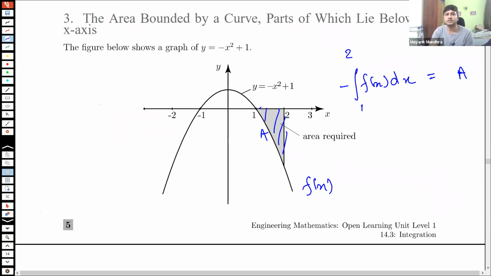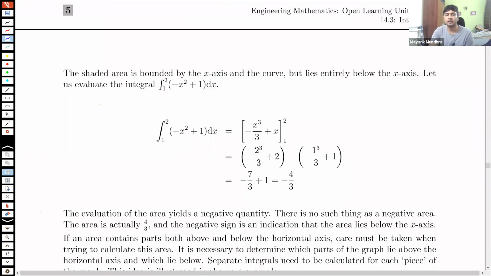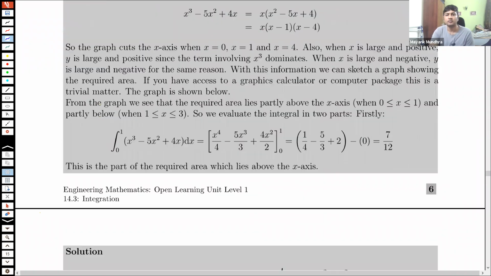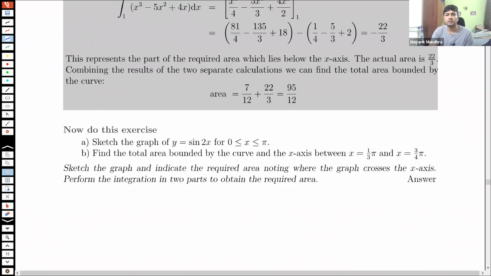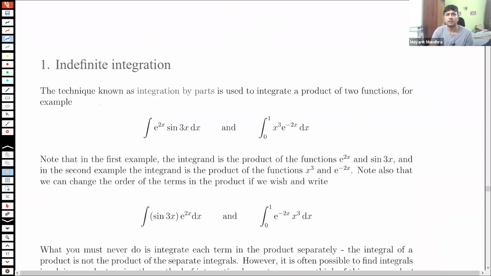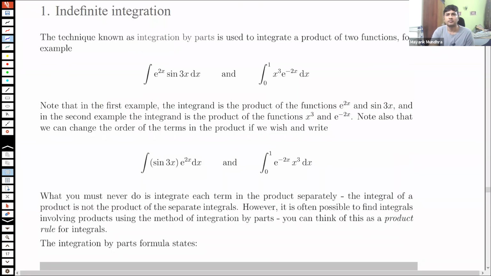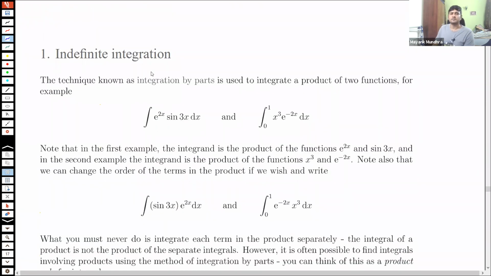All right, so this is area under the curve. Now, okay, integration by parts. Important technique.